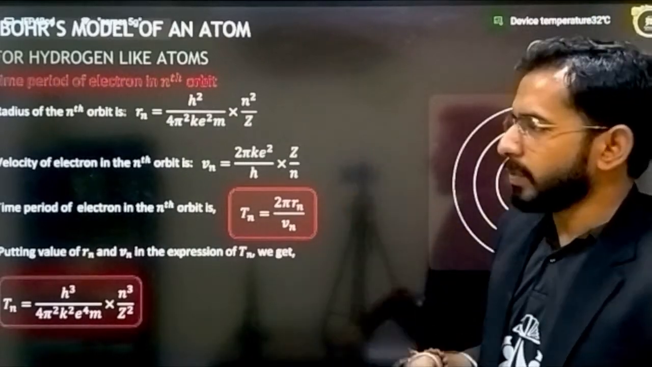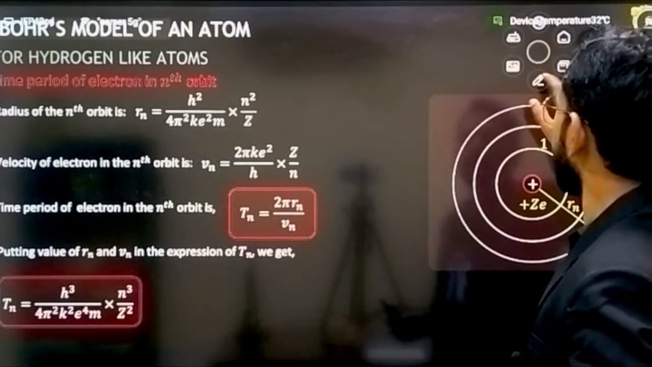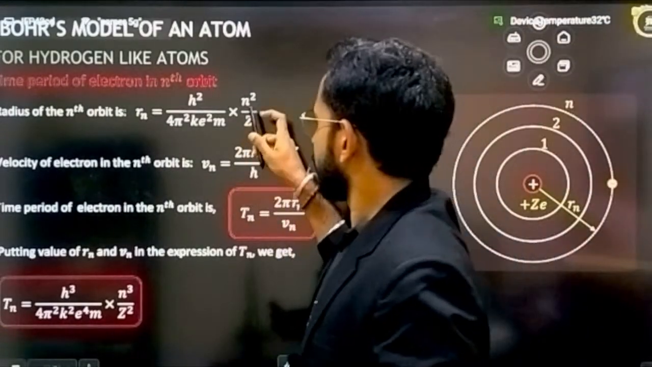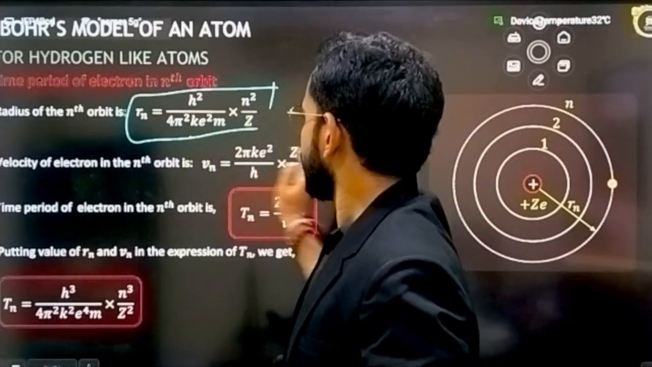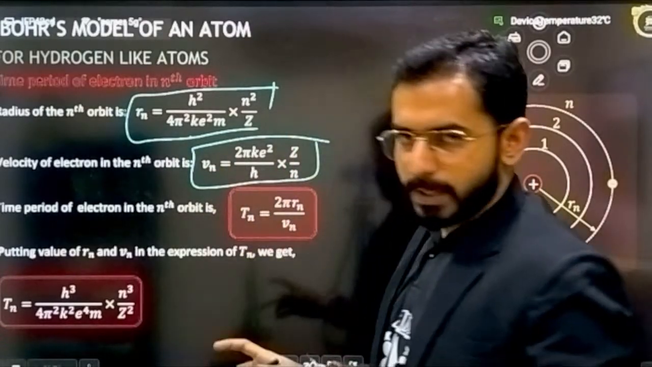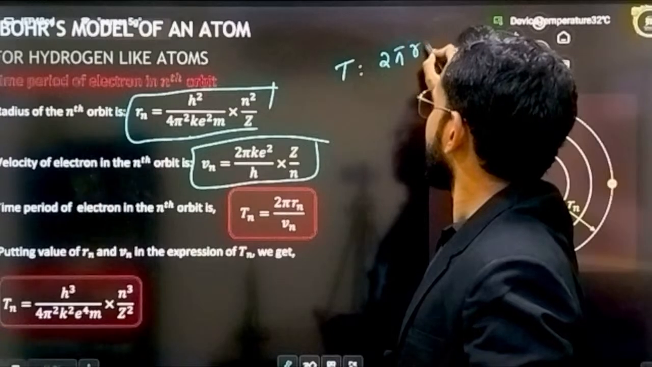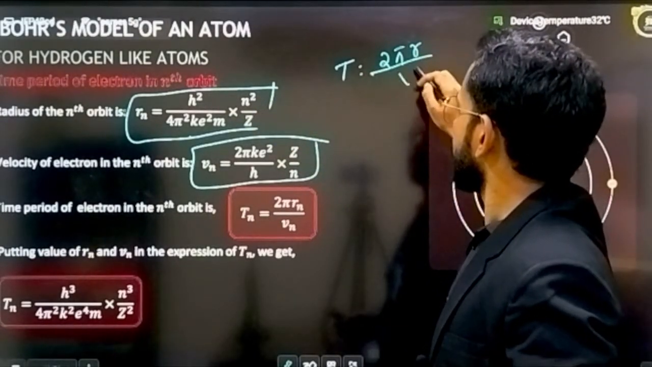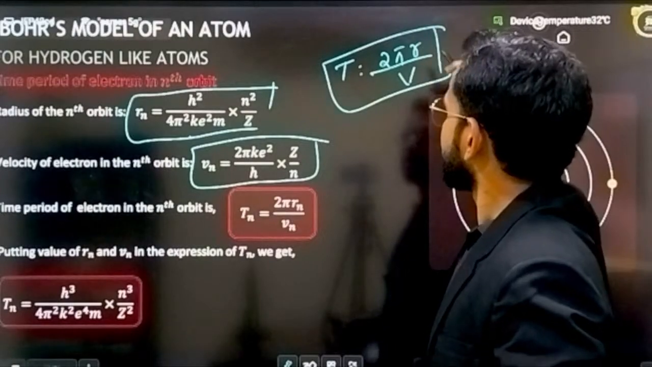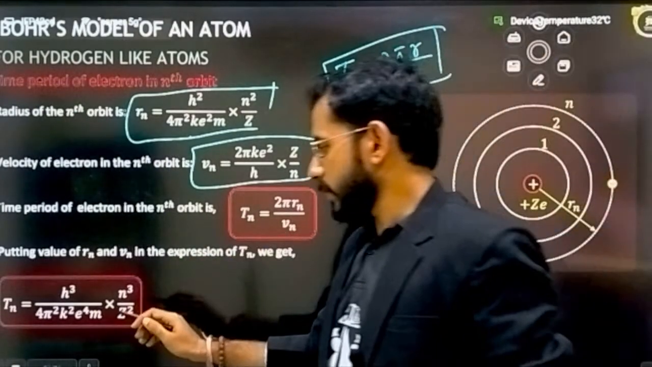Very good. If you have to calculate the time period, how will you calculate it? Easily. Radius is this much. Velocity also you have calculated. So how will you write the time period? You can write directly 2 pi r, that is the complete circumference, divided by the velocity, that will be the time in the form of distance divided by speed. And when you solve, again you will have this much of the things.